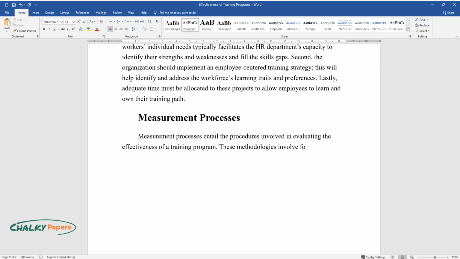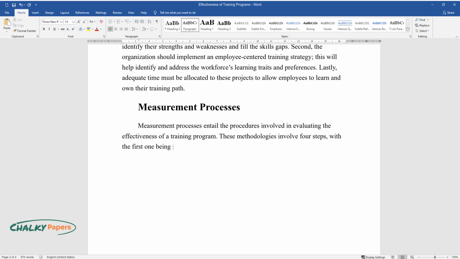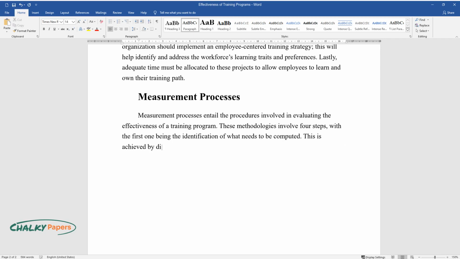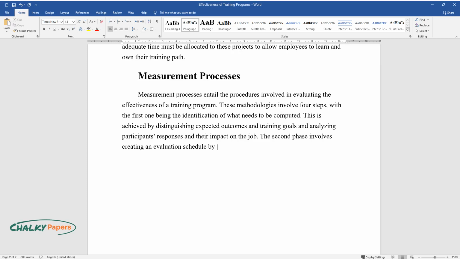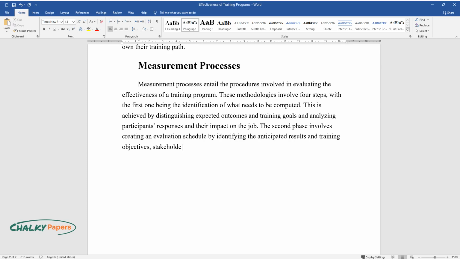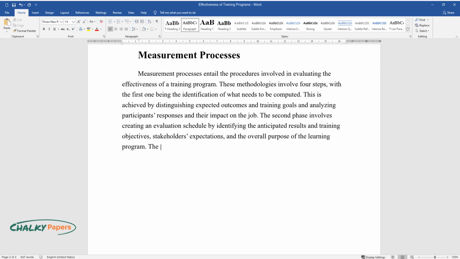These methodologies involve 4 steps, with the first one being the identification of what needs to be computed. This is achieved by distinguishing expected outcomes and training goals and analyzing participants' responses and their impact on the job. The second phase involves creating an evaluation schedule by identifying the anticipated results and training objectives, stakeholders' expectations, and the overall purpose of the learning program.